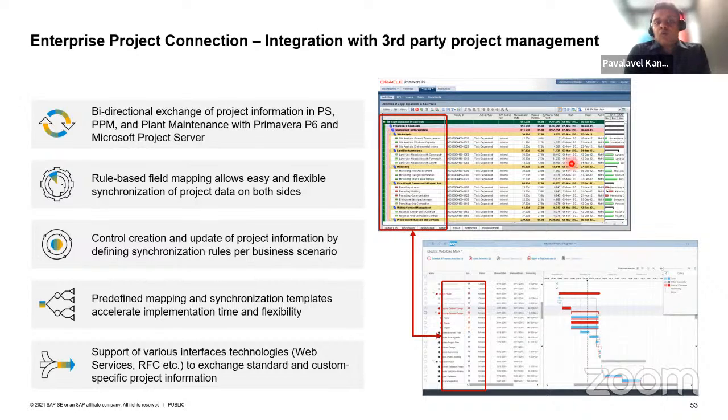You can have rule-based mapping. You can map two objects and say what data needs to be synchronized, and you have control over when you want to synchronize this information between the two applications, as per the business scenario. You can have predefined mapping and templates, so you can have mapping templates which can accelerate your implementation of this entire enterprise project connection. Apart from that, it also supports various interface technologies like web service and RFC to exchange project information.